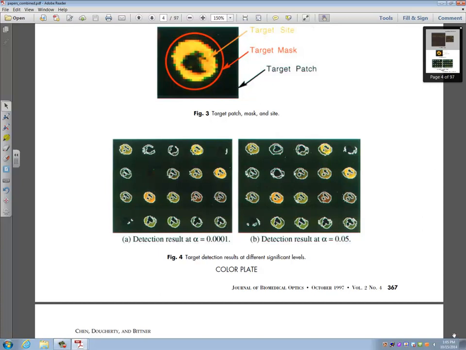So that's how you basically did the image processing to get your target. And now you have to go and get the ratio.